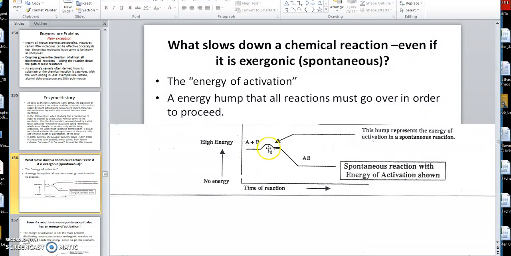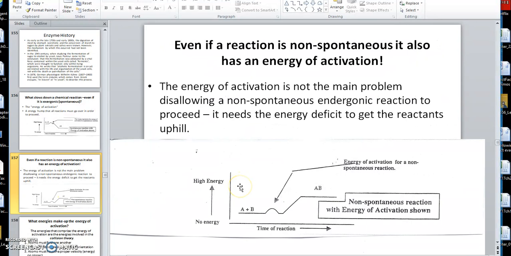So then how could you make it go over that? Or how could you make this get out of the way where the reaction would go quickly? That would be to take this hump down or to go over the hump. All right. Now, to go further.